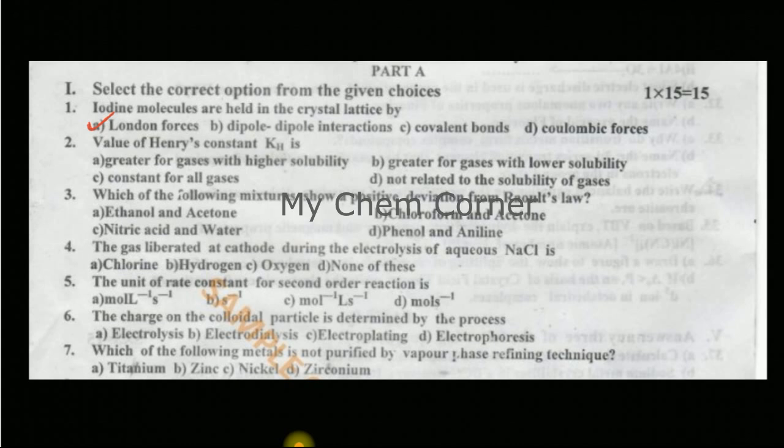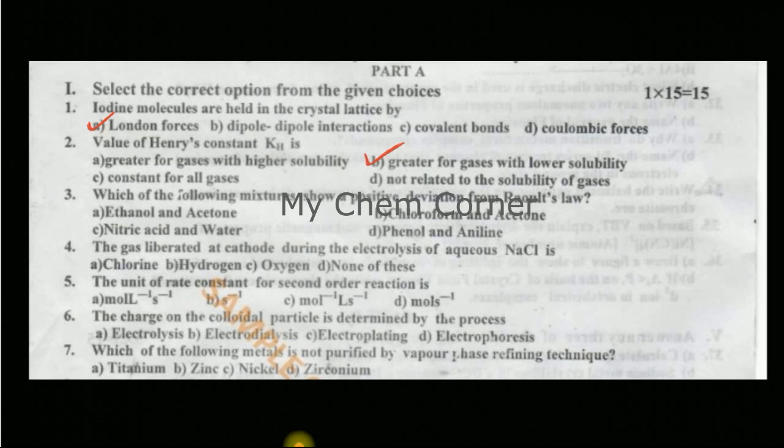Okay. Now, value of Henry's constant KH is greater for gases of higher solubility, greater for gases with lower solubility, constant for all gases, not related to solubility. In this, you cannot take option D, not related to solubility, because Henry's law is all based on solubility only. So you can ignore option D always. Option C can also be ignored because you know that neither pressure, nor temperature, nor any other factor is same for all gases. They will all vary. So constant for all gases is completely ruled out. Now option B is the only one because KH value is going to be greater when solubility is lower. They are inversely proportional. So the only option that you can consider is option B.